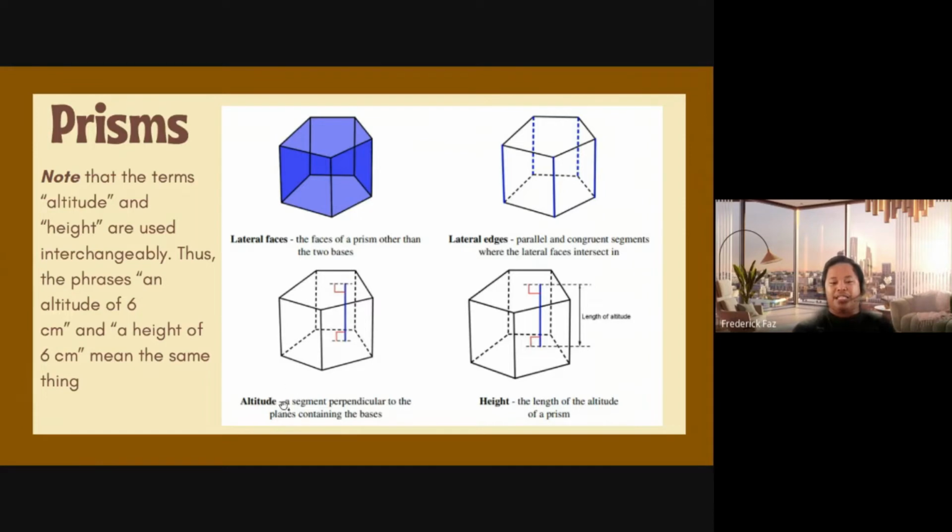We have the altitude, a segment perpendicular to the planes containing the bases. The height is the length of the altitude of a prism. Note that the terms altitude and height are used interchangeably. Thus, a prism with an altitude of 6 centimeters and a height of 6 centimeters mean the same thing.